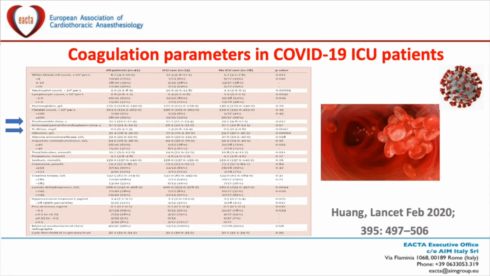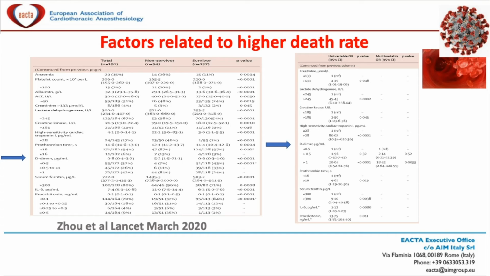This is another Chinese study on 41 COVID-19 patients. In this study, published in the Lancet, prothrombin time and D-dimer levels were higher in ICU than non-ICU patients. Levels of D-dimer, high-sensitivity cardiac troponin I, serum ferritin, lactate dehydrogenase, and interleukin-6 were clearly elevated in non-survivors compared with survivors throughout the clinical course. Older age, higher SOFA score, and D-dimer greater than 1 microgram per milliliter at admission were associated with increased odds of death.